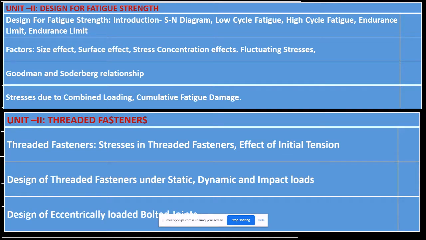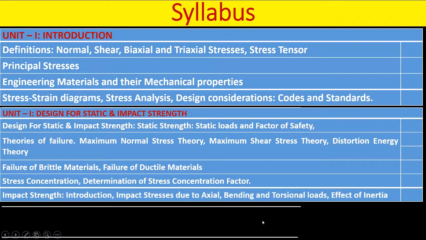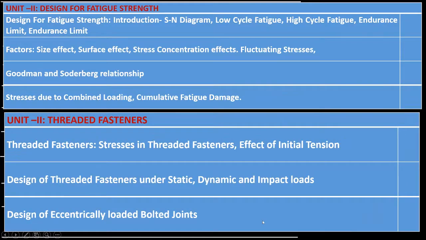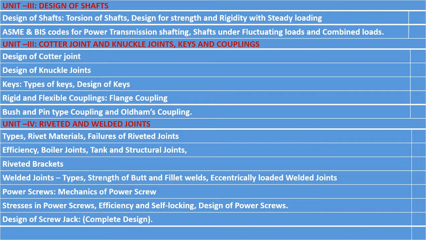Okay, so we'll start Machine Design 1. Yesterday I sent a video to go through the syllabus. It has 4 units. First unit, introduction, which includes design for static and impact strength. Second unit is design for fatigue strength, and another chapter in the second unit is design of threaded fasteners. Third unit, design of shafts, cotter joint and knuckle joints, keys and couplings. Fourth unit is the design of riveted joints and welded joints.